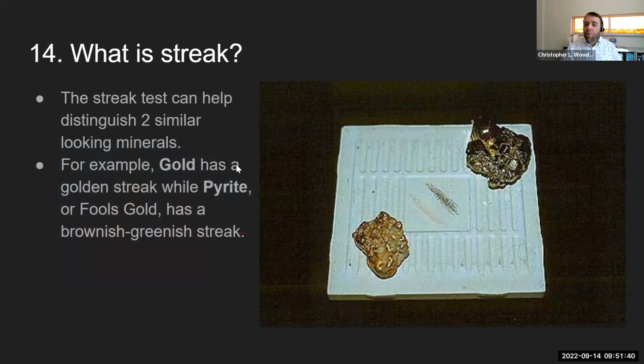Streak test for gold versus pyrite is also very different. We've kind of already talked about that, but gold, density, of course, is a great indicator, but streak can also help you as well. Whereas gold has a kind of a yellowish streak, pyrite has more of a gold or brown streak, and maybe even a greenish color in there as well.